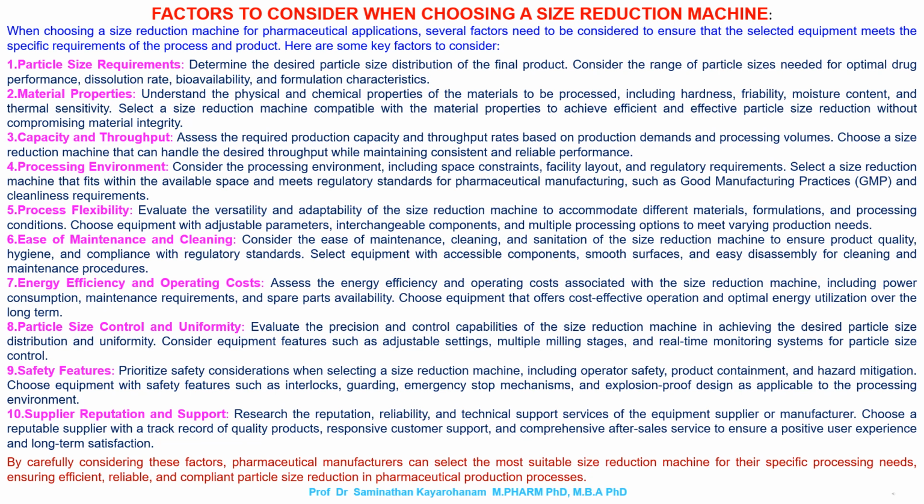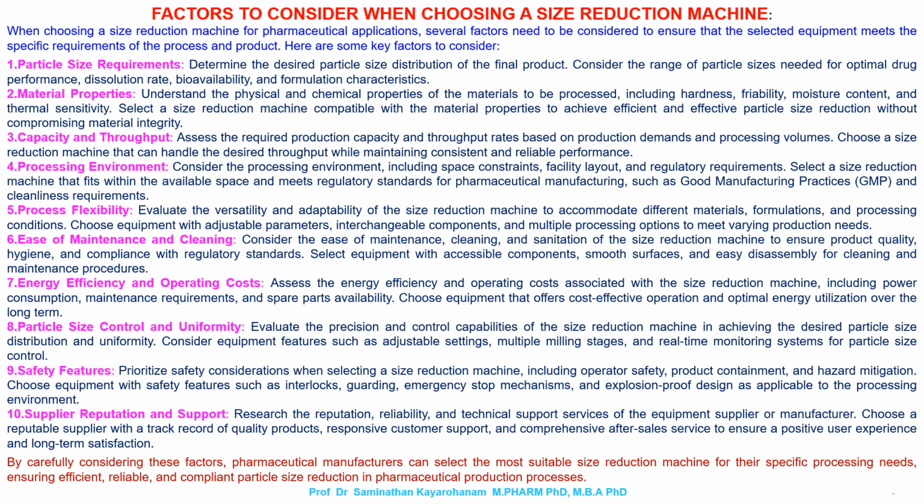Material properties. Understand the physical and chemical properties of the materials to be processed, including hardness, friability, moisture content, and thermal sensitivity. Select a size reduction machine compatible with the material properties to achieve efficient and effective particle size reduction without compromising material integrity. Capacity and throughput.